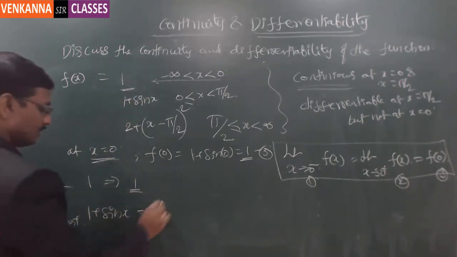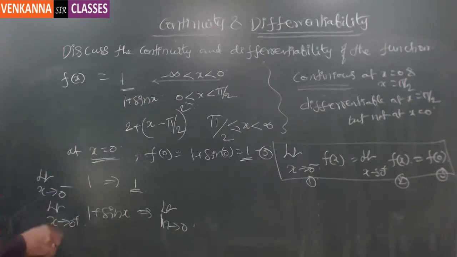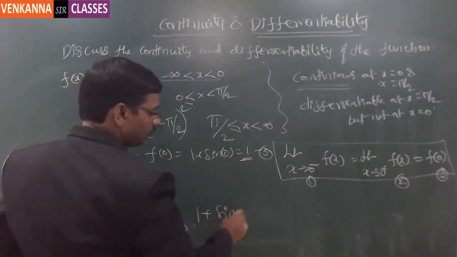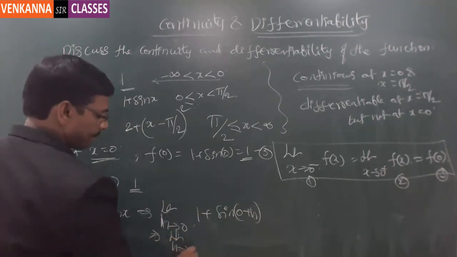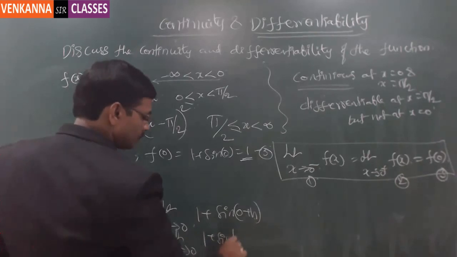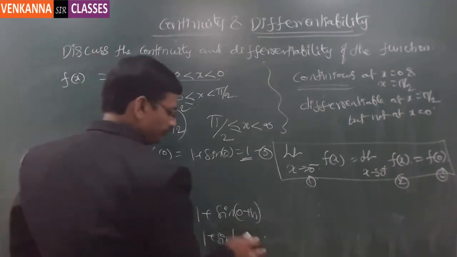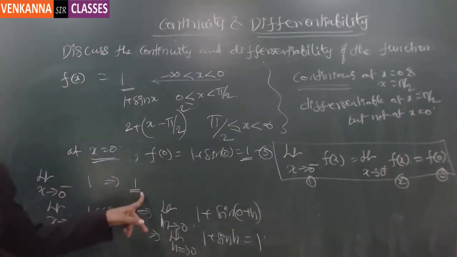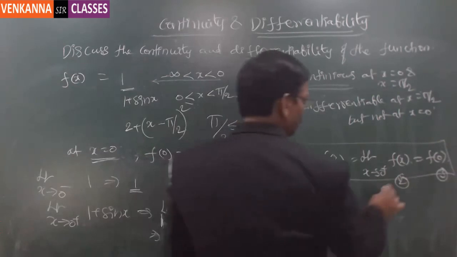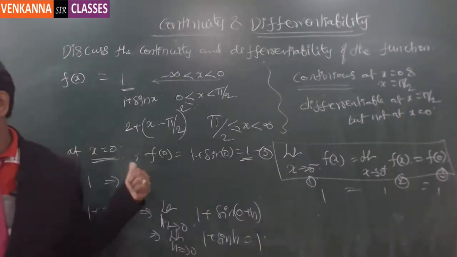Now this can be written as the limit as h tends to 0, so 0 plus can be replaced with 0 plus h. f of 0 plus h is 1 plus sin of 0 plus h. So the limit as h tends to 0 of 1 plus sin h, and sin 0 is 0, so sorry, this is 1. If you notice, the function value is 1, the left limit is 1 and the right limit is also 1. So all are equal. Hence the function is continuous at x is equal to 0. You got it?